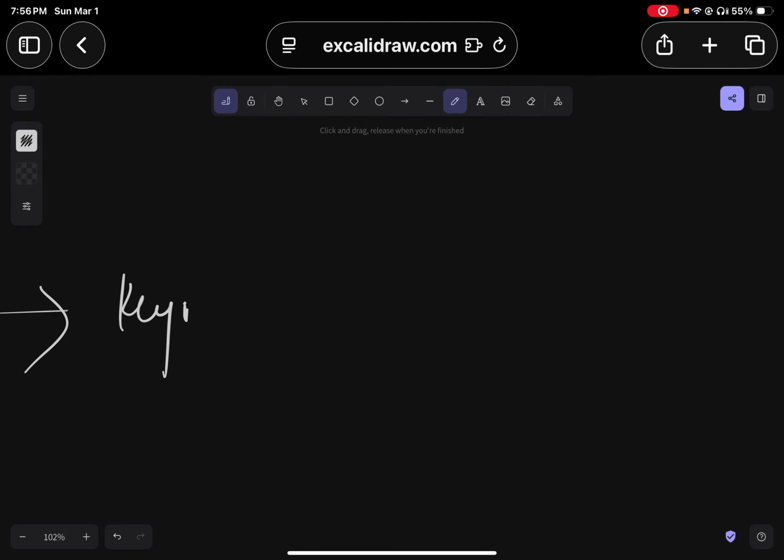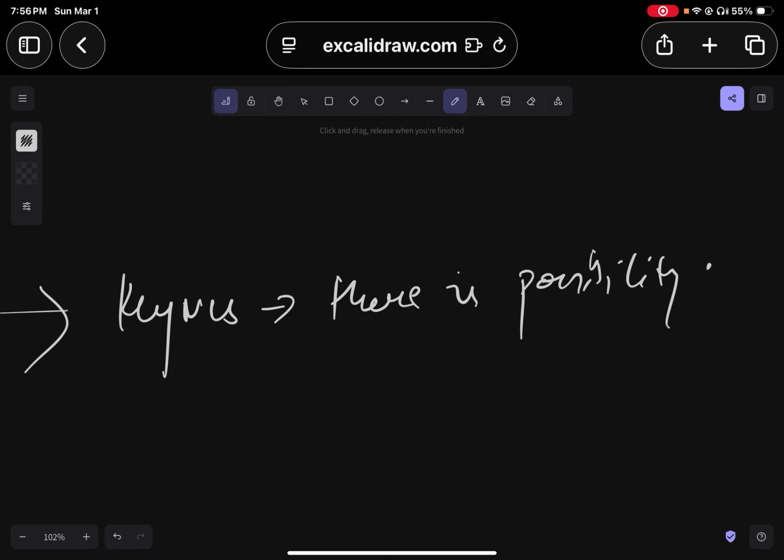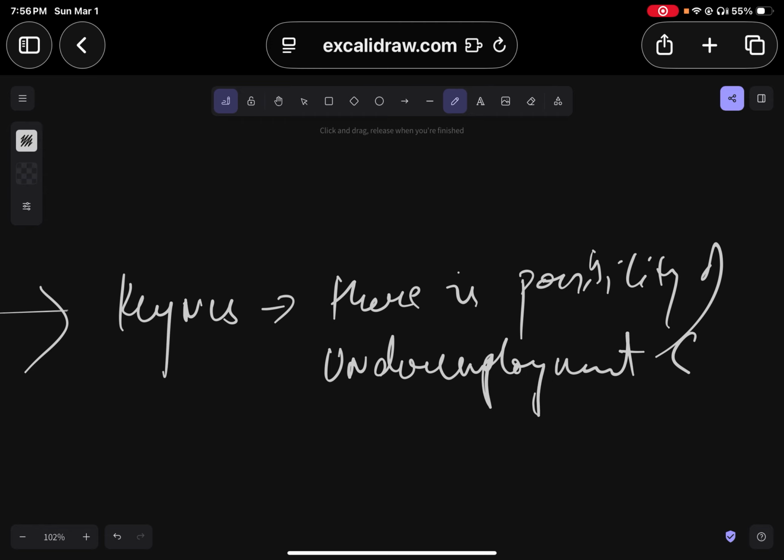Keynes said there is a possibility of underemployment equilibrium, which means that it is not necessary that demand is always sufficient to provide full employment equilibrium. In the pure Keynesian model, fiscal expansion is the only policy method to assure that the economy reaches full employment.